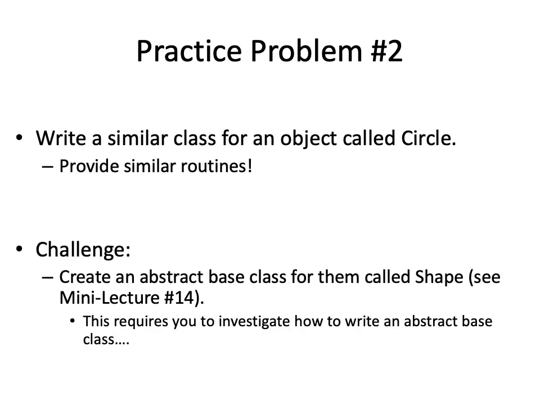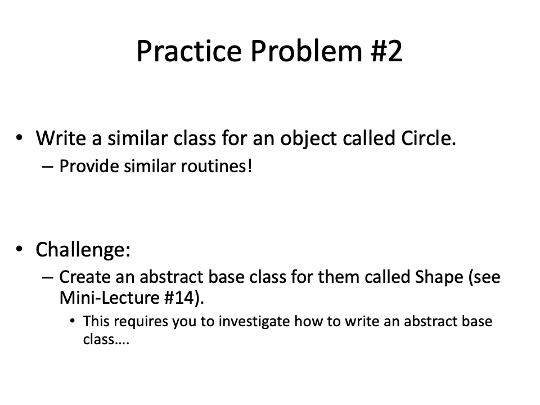If you are able to do that, try writing a similar class for an object called circle. Provide similar routines to the ones in the rectangle class, although some of them might be different. For instance, you don't want to have getter and setter methods for myWidth and myHeight. Instead, you might want to have some variable called myRadius and set and get that. But other than that, I encourage you to try to make a new class called circle.